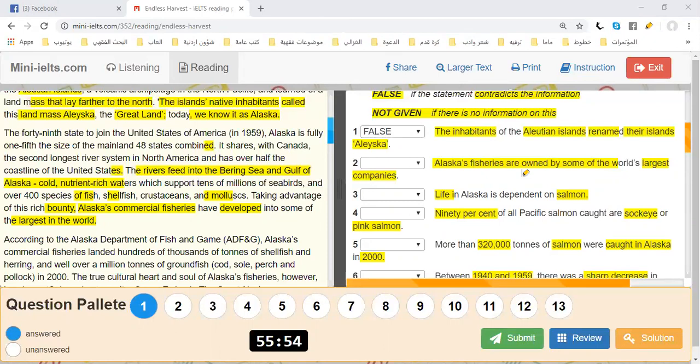Ayman also said true. Okay, so let's read it again and try to understand it. The statement in the question: Alaska fisheries are owned by some of the world's largest companies. It's owned by companies. In the passage: Alaska's commercial fisheries have developed into some of the largest in the world.